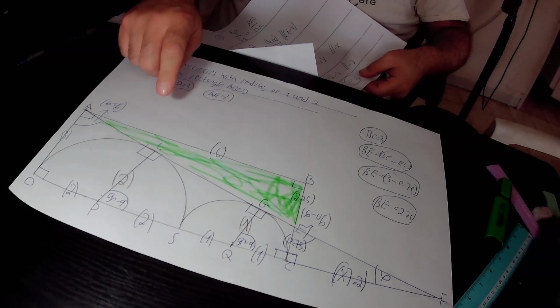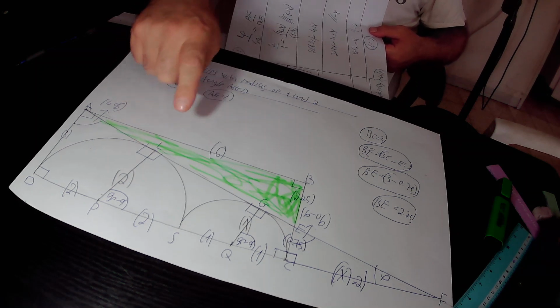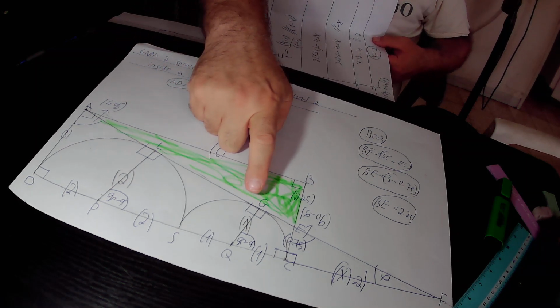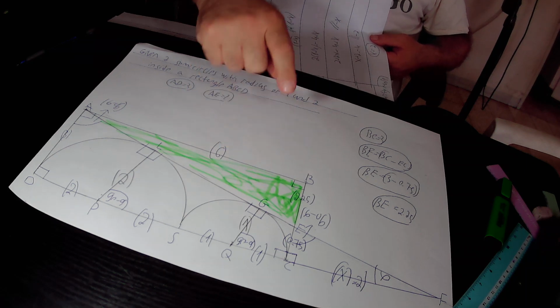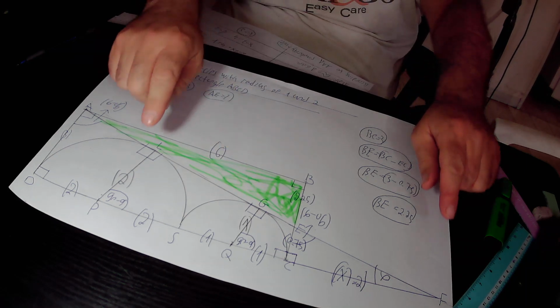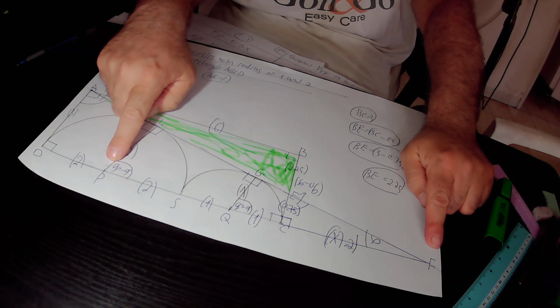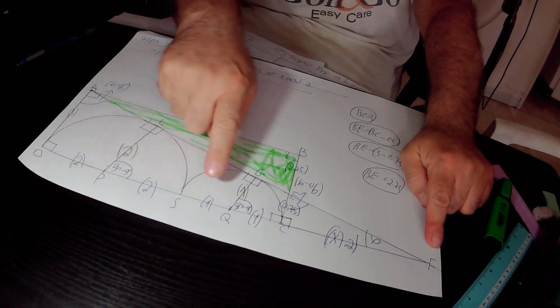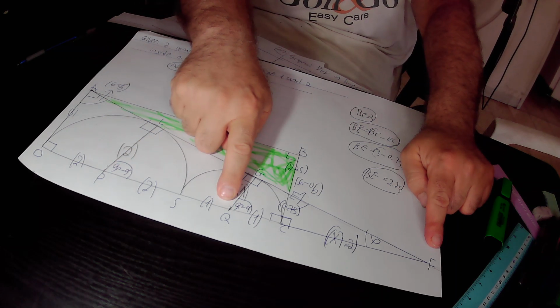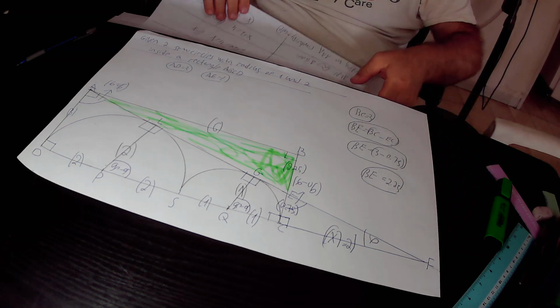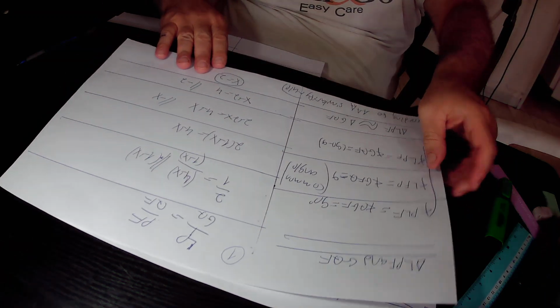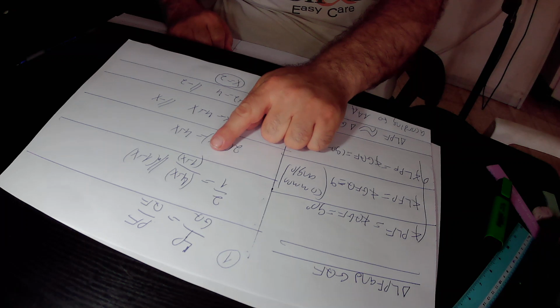LP is the radius of this big semicircle, that is 2. GQ is the radius of this small semicircle, that is 1. And it is equal to PF. PF in total equals 2 plus 1 plus 1, that is 4 plus x. So PF in total equals 4 plus x, over QF. QF in total equals 1 plus x. So we can find out that 2 over 1 equals 4 plus x over 1 plus x.